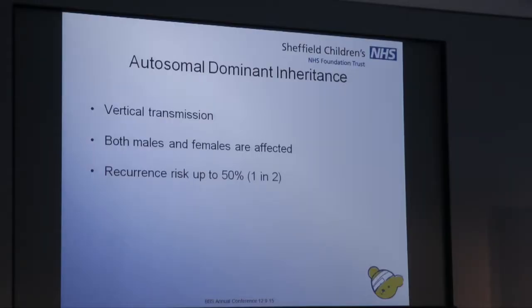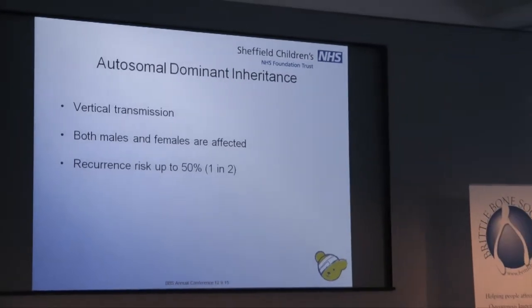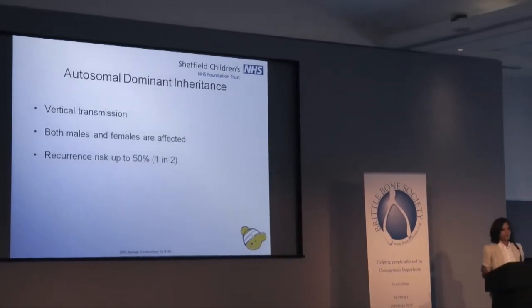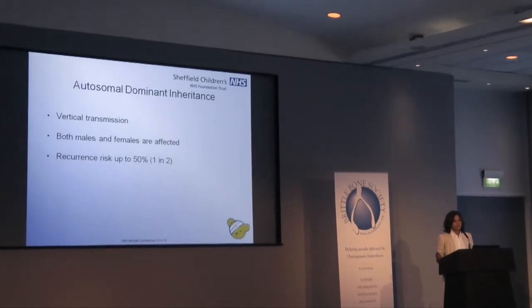The commonest form, over 90% of patients, seem to have the autosomal dominant pattern of inheritance. This is a situation where you have a vertical transmission, so there's often a family history. Both males and females would be equally affected, and it doesn't matter the order of the pregnancy or the sex of the child. The recurrence risk would be as high as 50% or 1 in 2.